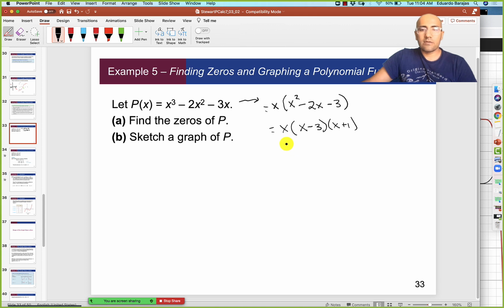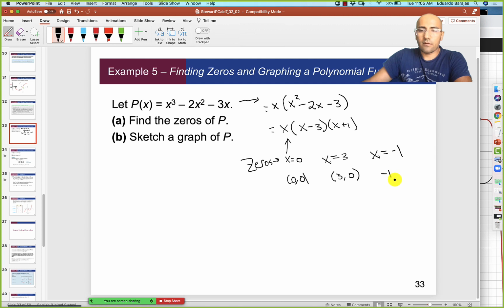And now the zeros. This must mean that from here, x equals 0 is one solution. x equals positive 3 is another one. And x equals negative 1 is another solution. So that means that these are the zeros. This is the language we use. Zeros are these guys, 0, 3, and negative 1, which means that the x-intercepts are (0, 0), (3, 0), and (-1, 0).